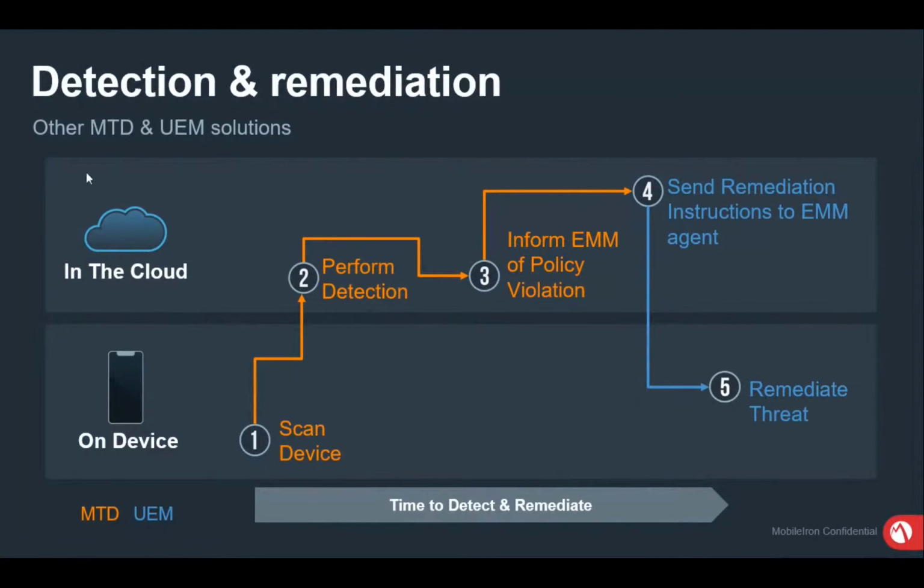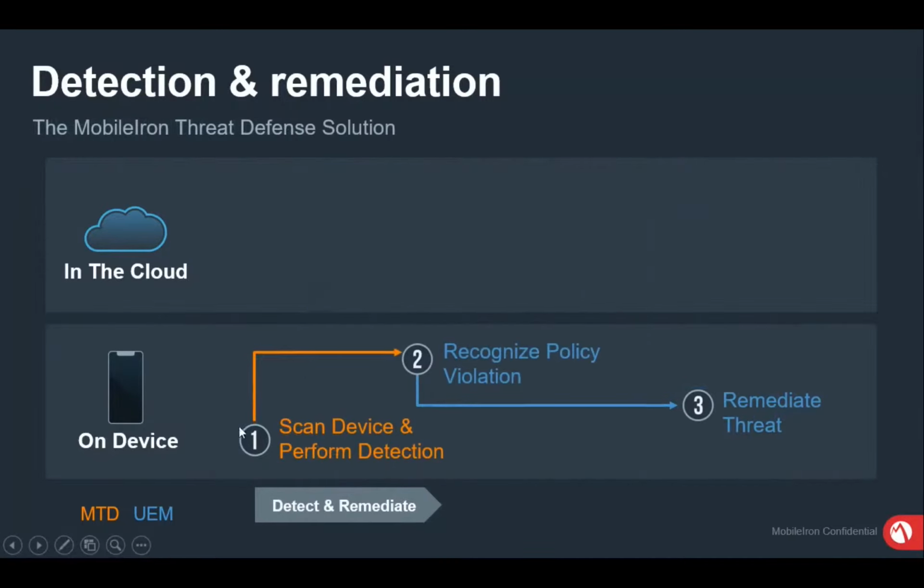So this is how it works for other MTD. It will scan on the device, perform detection by using the cloud, and inform the EM of the policy violation. Based on the policy actions set, it will send the remediation instruction to the EM agent, which is pushed to the mobile device, and the mobile device will execute it to remediate the threat. But with MobileIron MTD, the moment it detects any violation, the threat is automatically remediated on the device. It doesn't need to check with any cloud or service to get a signature update. So this is how it works for the MobileIron MTD.